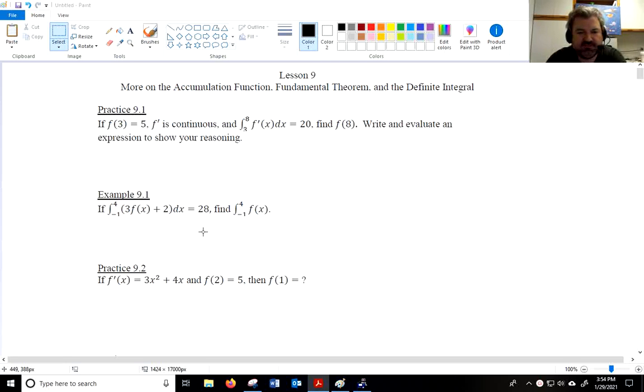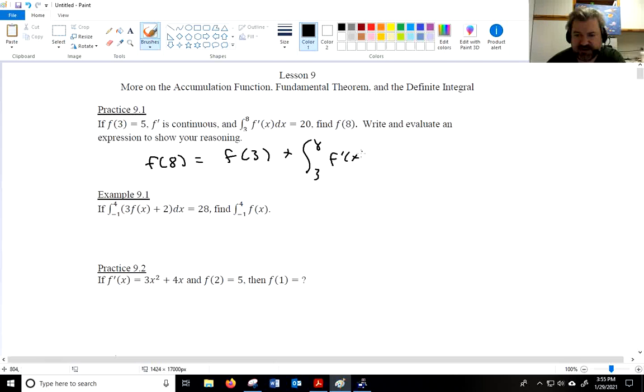Okay, so here's what you should have done. If f of 3 equals 5 and f prime is continuous, and the integral from 3 to 8 of f prime of x dx equals 20, find f of 8. Write an evaluated expression to show your reasoning. Well, you should have realized that f of 8 is equal to f of 3 plus the integral from 3 to 8 of f prime of x dx. In other words, it's the value at x equals 3 plus all the rates of change from 3 up to 8. So that would be 5 plus 20 is 25.